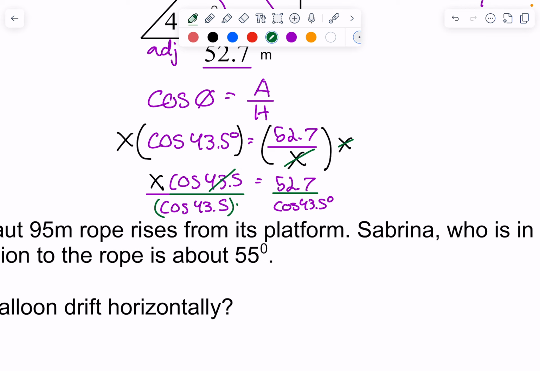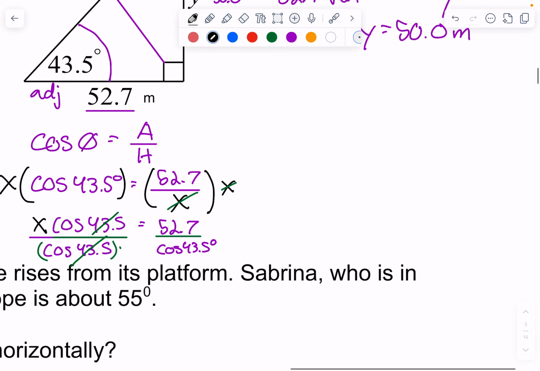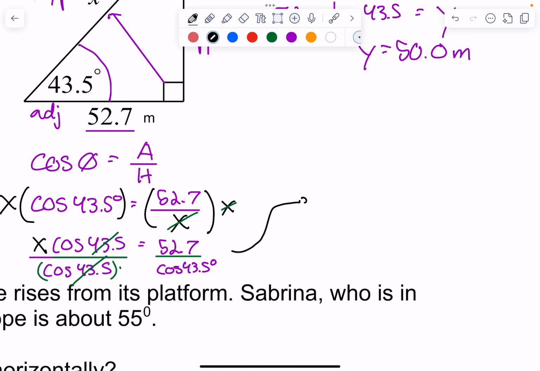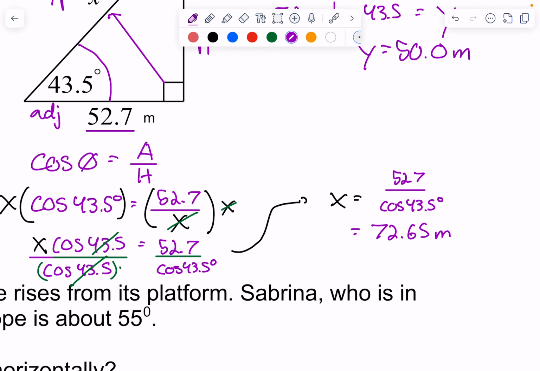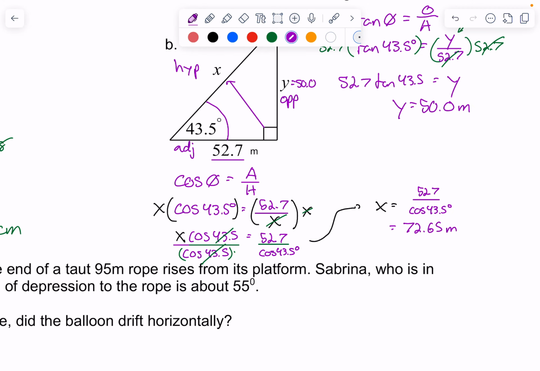So this cancels, and you're left with x equaling 52.7 divided by cosine 43.5 degrees. And now just put that in your calculator. So say 52.7, divide that by cosine 43.5, and you get 72.65 meters. Okay.